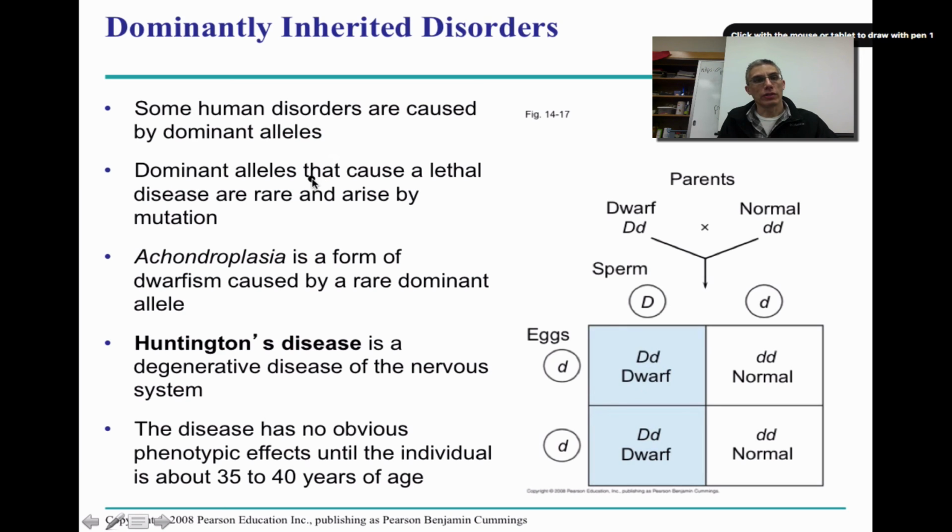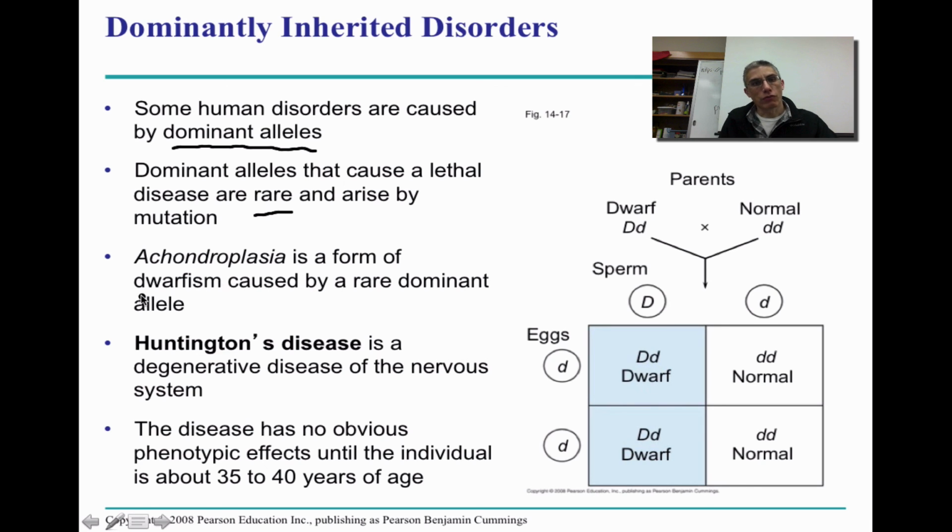So the flip side of this is dominantly inherited disorders. Some human disorders, believe it or not, are actually caused by dominant alleles. Dominant alleles that cause a lethal disease are pretty rare, and typically they tend to arise or come about simply by mutations.